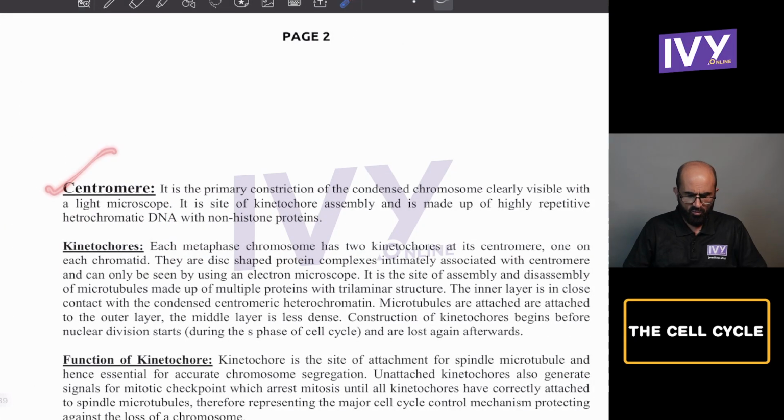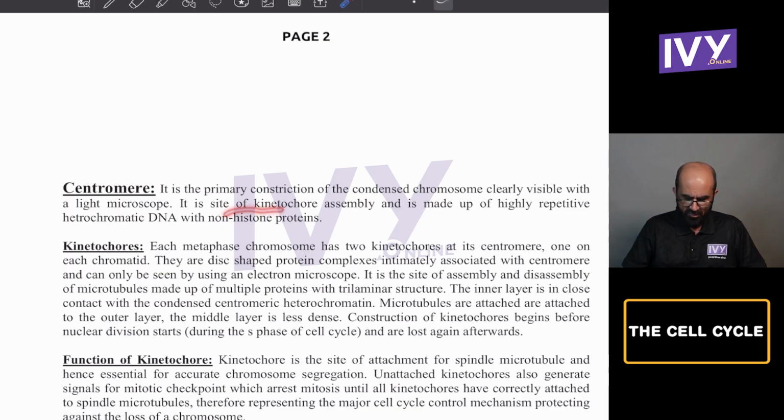So what is centromere first of all? It is the primary constriction, I mean the enfolded region in the two chromosomes of the condensed chromosomes, clearly visible with a light microscope. It can be seen with a light microscope, but only once the chromosome becomes fully condensed. So you can't see the centromere when the DNA is not completely condensed. I mean, the centromere can only be seen at the later stage of prophase or at the early stage of metaphase where the chromosomes are fully condensed.